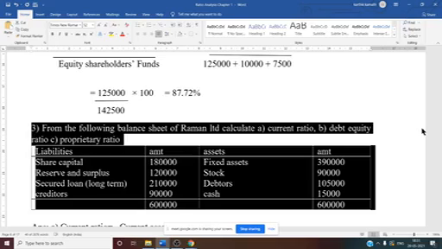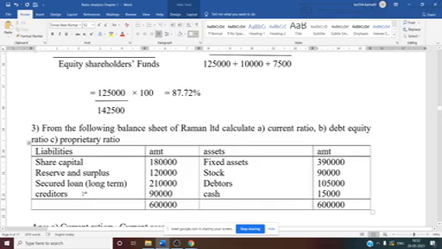They have asked you secured loan, long term. What you can say, it is a debt, that too long term debt. Then the next is a creditor. Creditor is nothing but current liability. That's it. We have categorized all the items, asset and liability side.